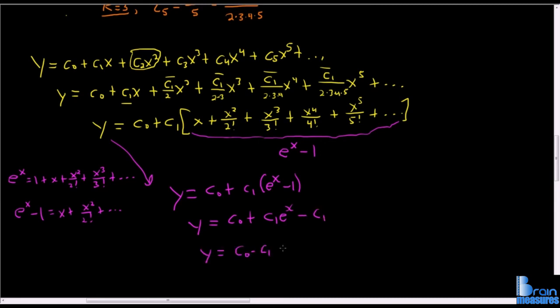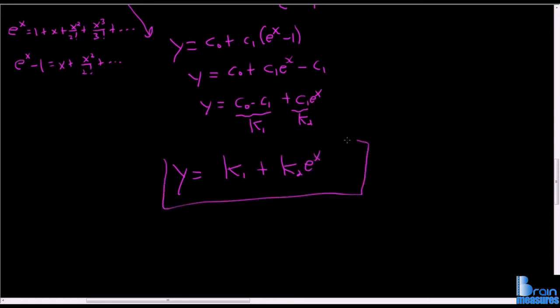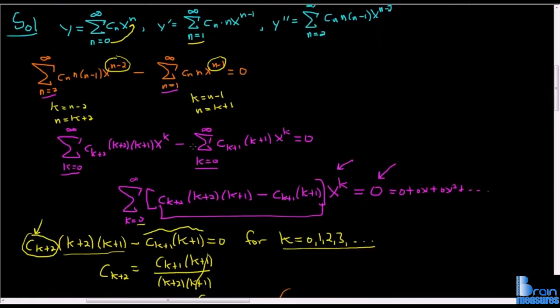Going kind of fast. And we can clean this up. Let's make it look pretty. Let's call this K1, and let's call this K2. So the final answer is y equals K1 plus K2 times e to the x. And that is the final answer. Let's go over it one more time. Long problem for being an easy one.